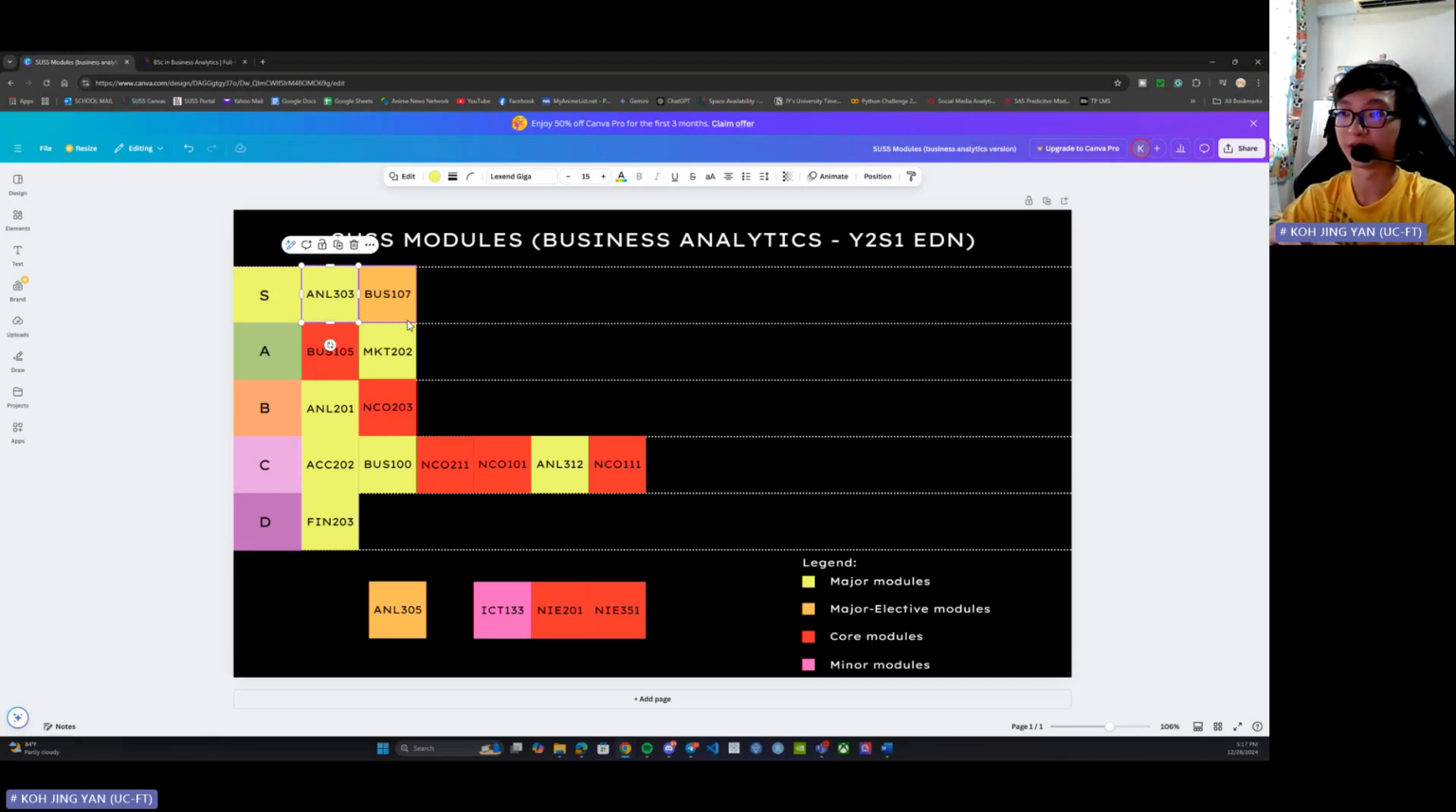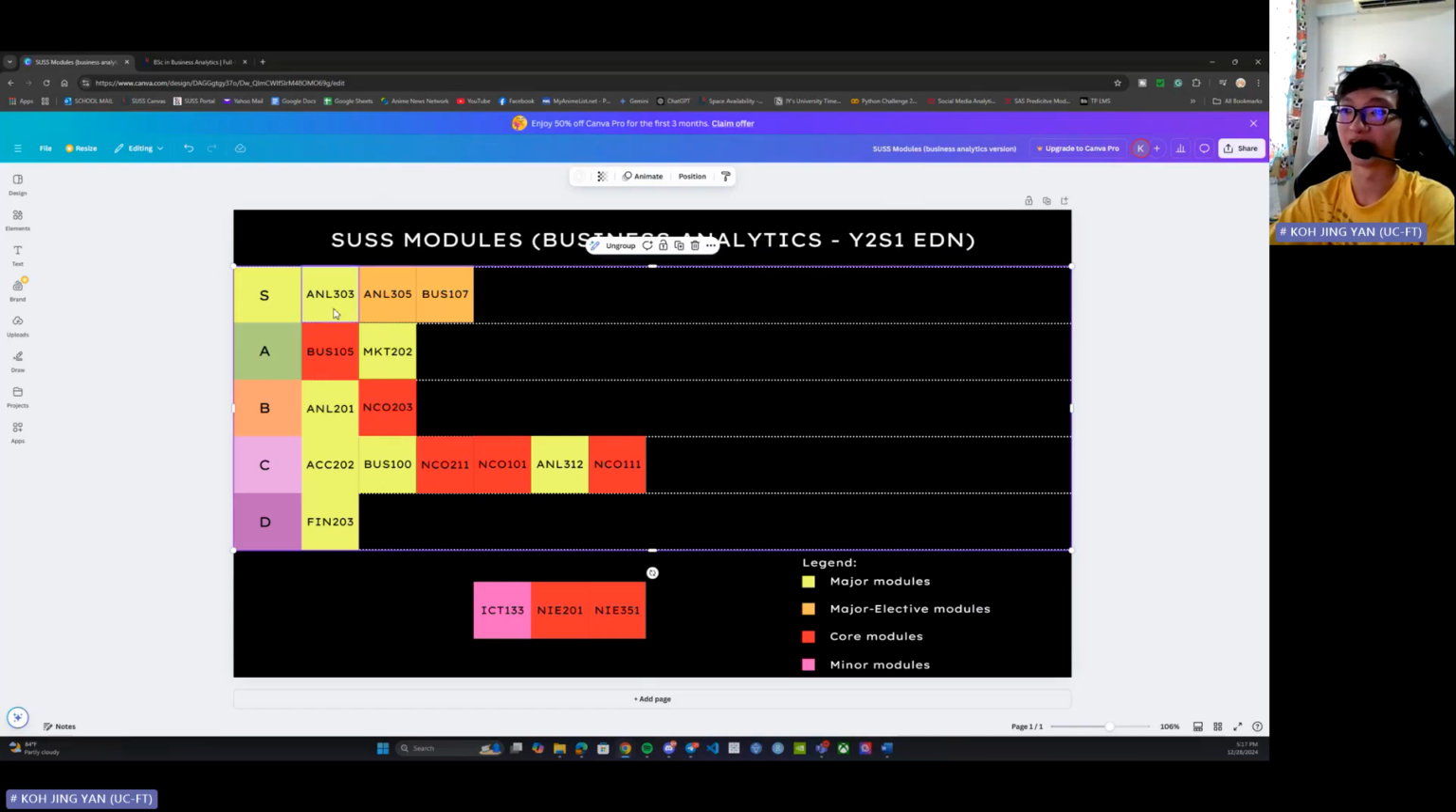So for ANL 305, I do not really have much to talk about the module other than to just say, okay, it's an easy S tier for me lah. I pretty much like this module, even though it's not the same prof, but the concepts wise are quite new to me, quite foreign, and slightly different from the things that I learned in poly lah.